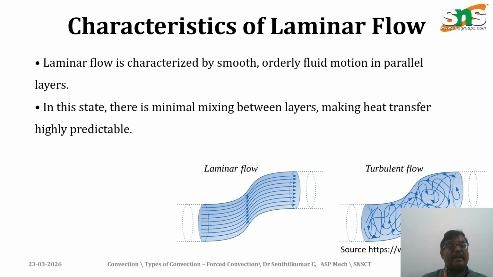Coming to the characteristics of laminar flow, the laminar flow is a very smooth flow, which is explained in the bend of a pipe internal flow. In the turbulent flow, which is zigzag flow, which is also shown in the diagram. There is minimal mixing between layers, making heat transfer highly predictable. The laminar flow is characterized by smooth, orderly fluid motion in parallel layers.